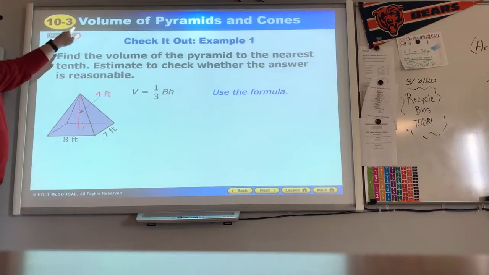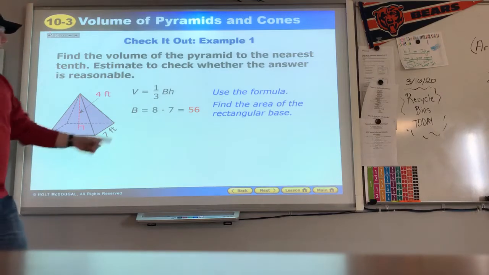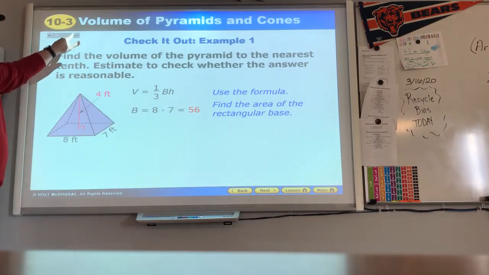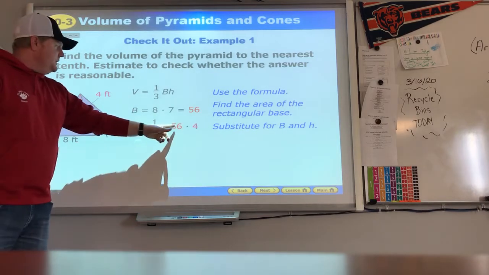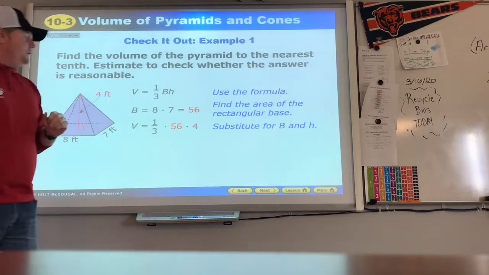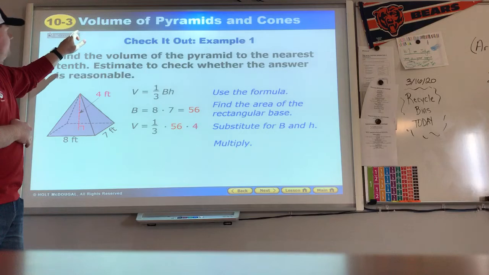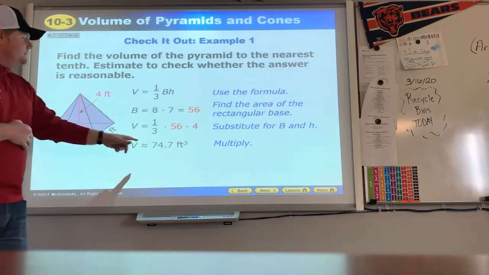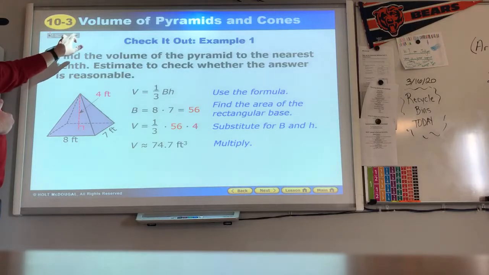Formula, here it is. Area of base is what B stands for, so let's figure out B. 8 times 7 was B, that's 56. Okay? So, they put 56 in for B. Height, that's 4. And times 1/3, or the same thing as dividing by 3. When they do all their multiplication, 74.7. They did round again, and we got our answer.